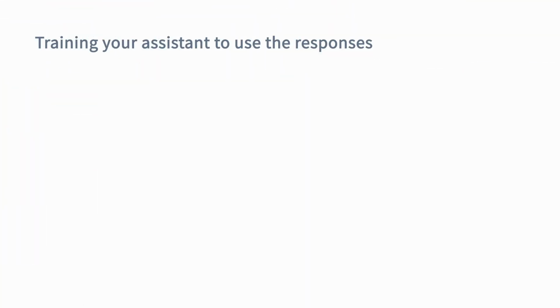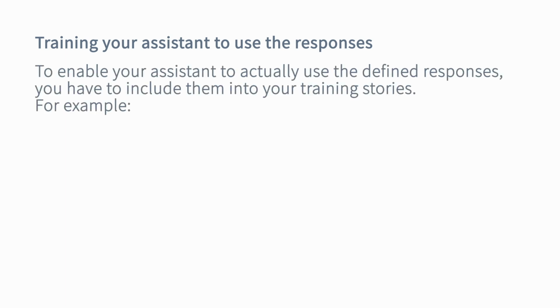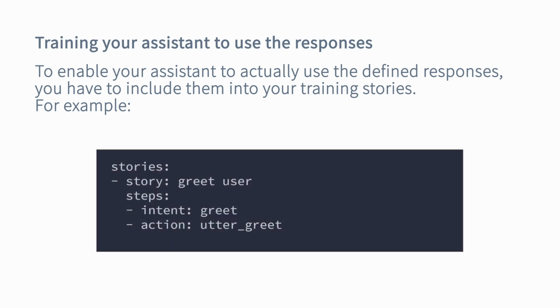We spoke about all of the configurations that you can use when defining the response templates. The last thing that I wanted to cover is how to enable your assistant to use those response templates when responding to the user. All you have to do is include those response templates in your stories. And to do that, you have to reference the response template labels when writing the stories of how your assistant might handle some specific conversations.